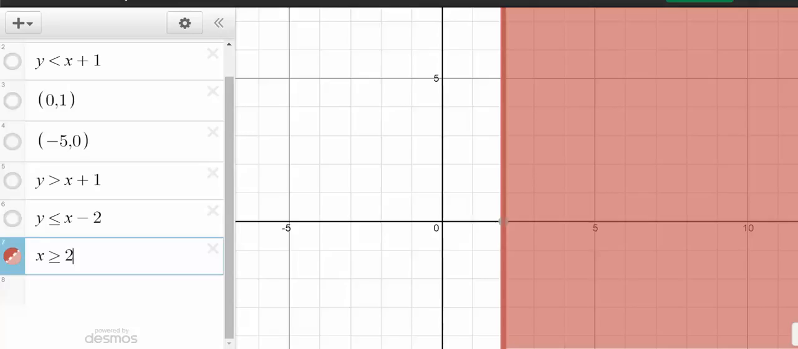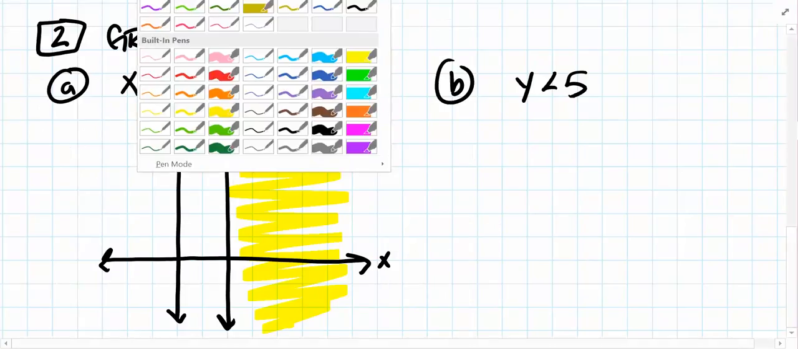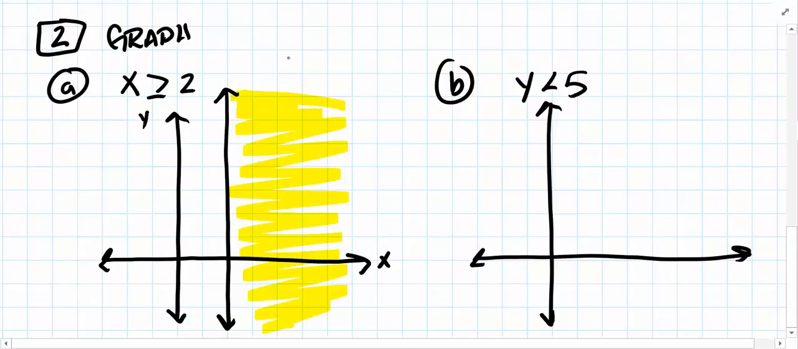Okay, good. Let's do y is less than 5. Okay, so again, I would make an xy coordinate plane. Now, y is less than 5. We treat it as if it was the equation y equals 5. So I go up to 5. 1, 2, 3, 4, 5. I would draw a dashed line here.